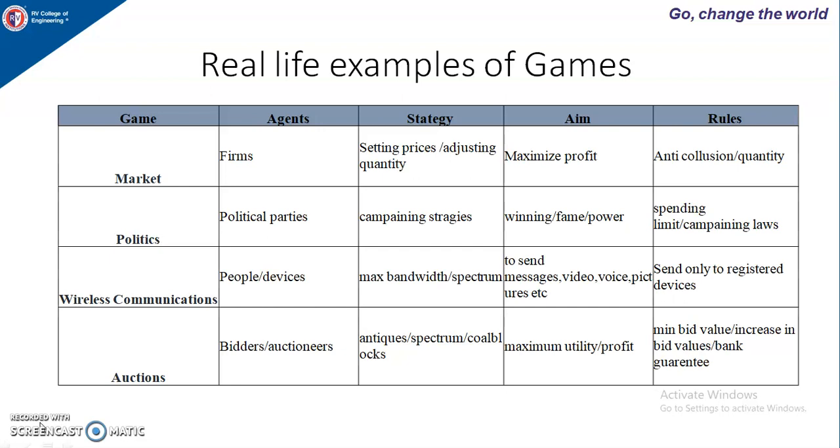Some real-life examples of games are market, politics, wireless communication, auctions. In the market game, the firms will be agents, strategy will be setting prices or adjusting the quantity, aim will be maximizing the profit, rules will be anti-collusion or quantity. Likewise, in the politics game, agents will be political parties, strategies will be campaigning strategies, and aim will be winning or getting fame or power. Rules will be spending limits or campaigning laws.